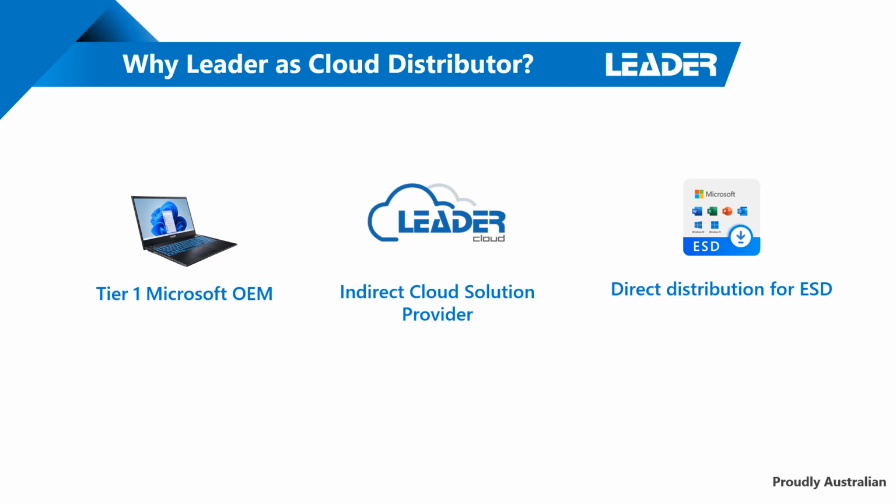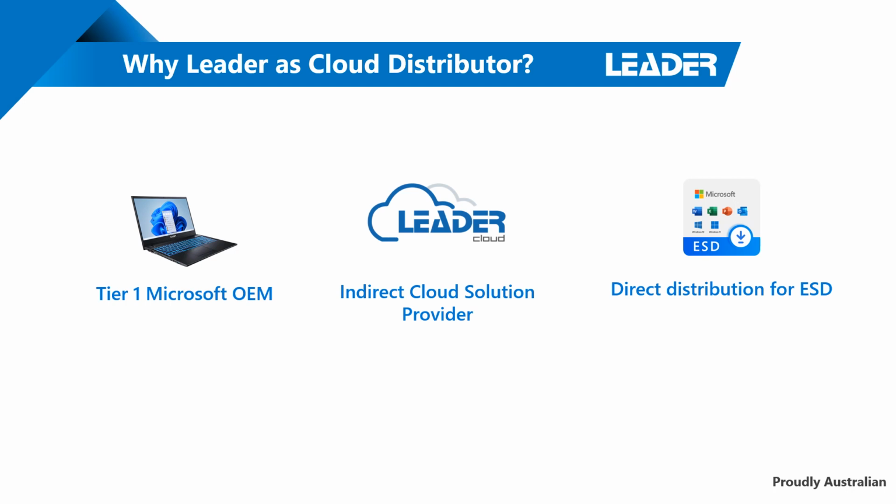So we've talked about Leader Cloud. Let's take a look at why Leader Cloud and what you get as part of joining Leader Cloud and what makes us unique. So firstly, we are one of only a handful of distributors globally that are both a Tier 1 Microsoft OEM and an indirect provider. What this means to you is that Leader understands both the software and hardware components that make up a successful MSP. And the value proposition that we have here is 100% unique to us within Australia.